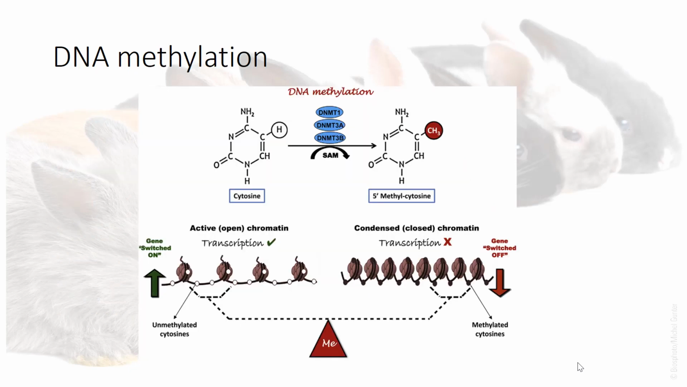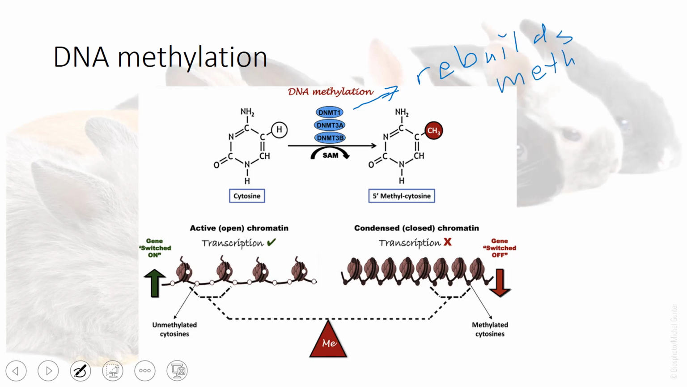All right, so DNA methylation. There are two types of enzymes that methylate, again, typically cytosine residues. One of them is DNMT1, DNA methyltransferase 1, and then DNA methyltransferase 3. This one basically rebuilds the methylation pattern that was in the previous cell.